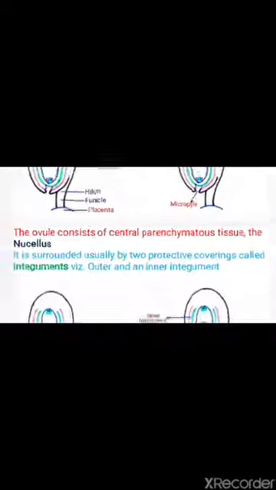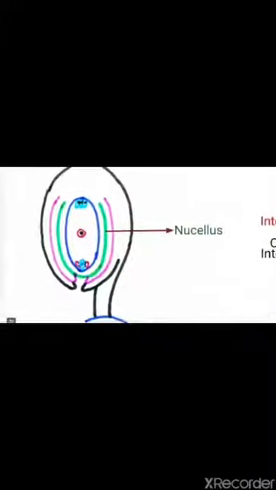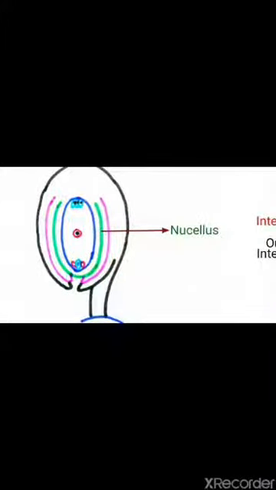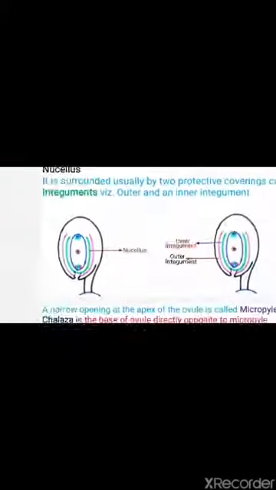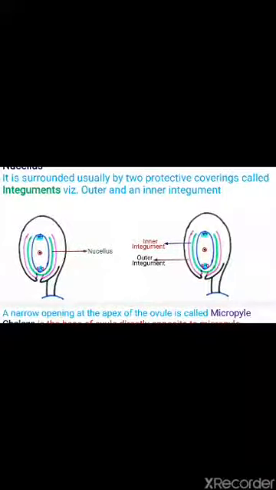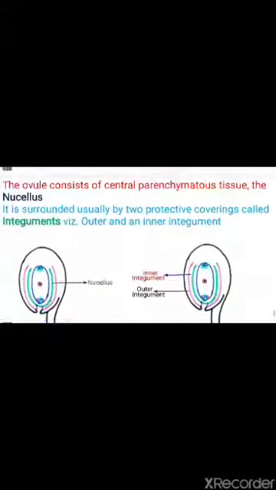Ovule consists of a central parenchymatous tissue called the nucellus. So here, whatever is shown in green, that is what? The nucellus. So inside the ovule the nucellus is there. This nucellus is surrounded by the two protective coverings called integument.